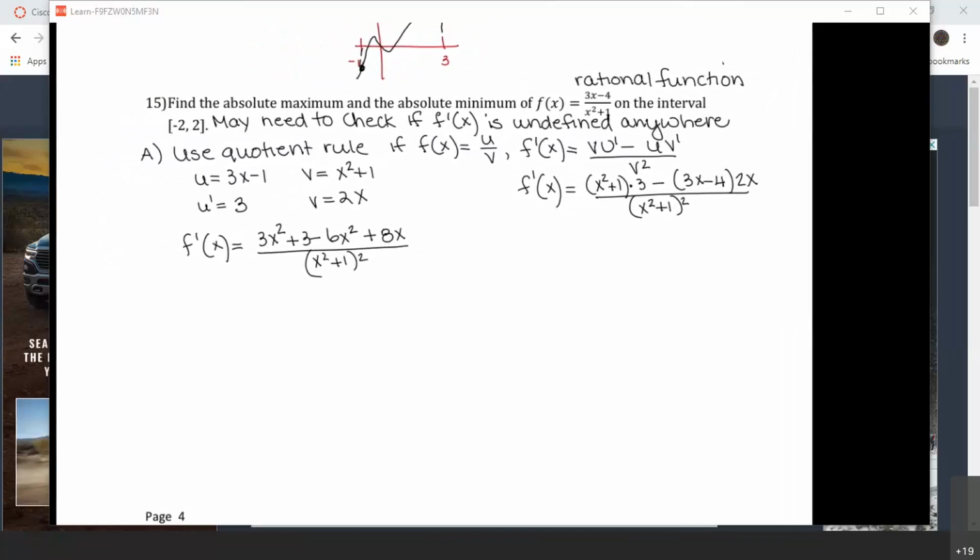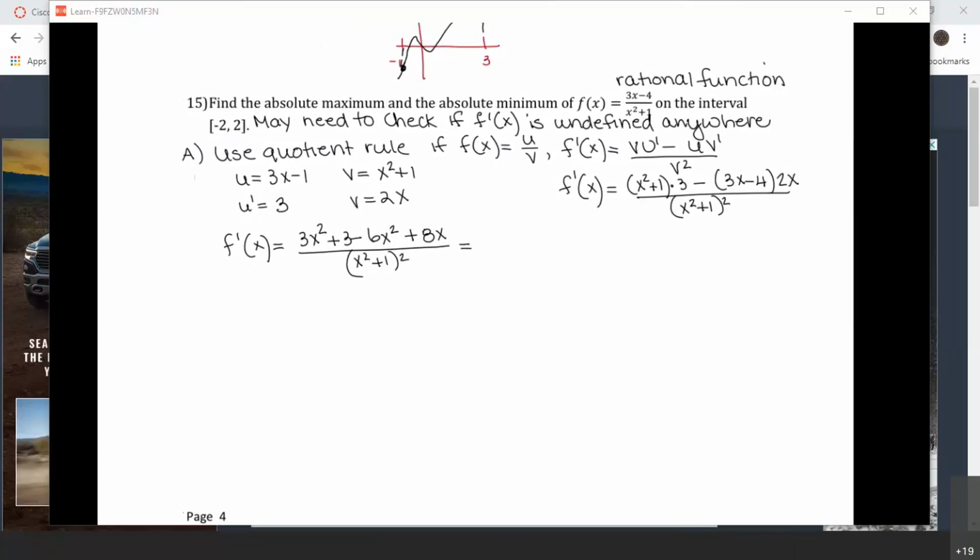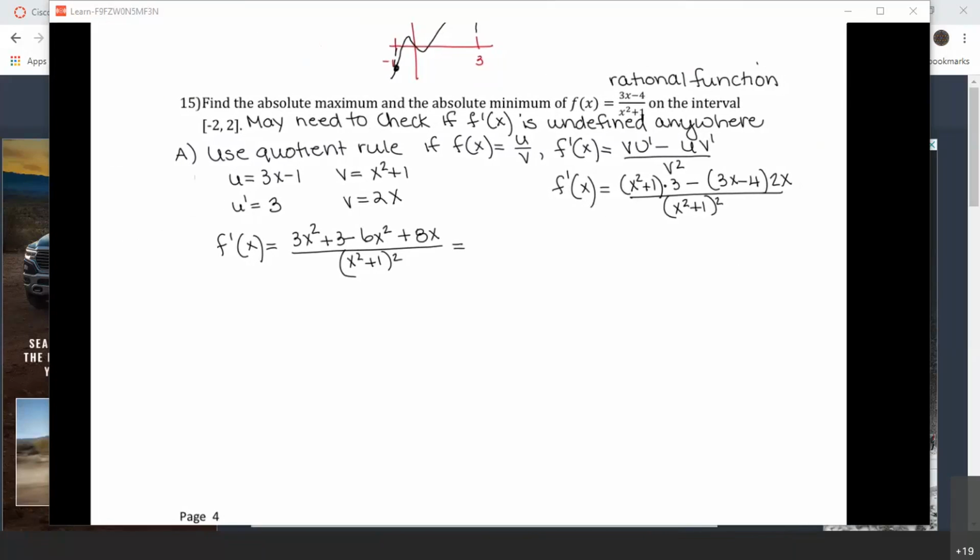Okay, and then the rest of it is just collecting like terms. The only like terms I have are in x squared. So I'm going to start with minus 8x. X is the linear term, plus 8x. And then minus 3x squared minus 6x squared, negative 3x squared. I'm just writing them in that order because I feel like it.